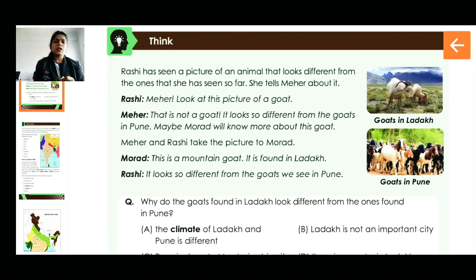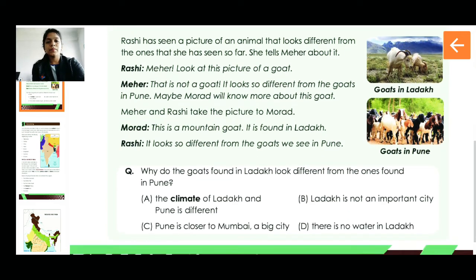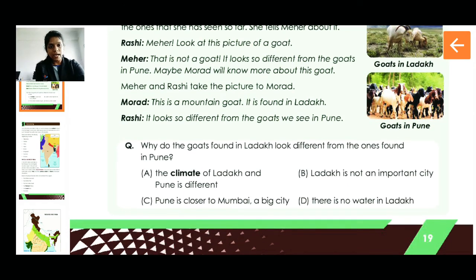So have you guessed why is it so? Can you think? Why it must be so that both are goats, so why the appearance is different? Because of the region. The one is in Pune and the other one is in Ladakh, right? So we will see why this happens in the further part. So here one question is asked. Why do the goats found in Ladakh look different from the ones found in Pune?